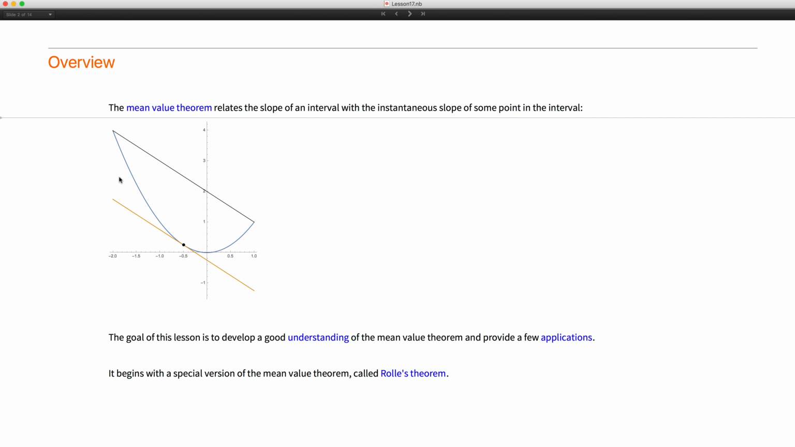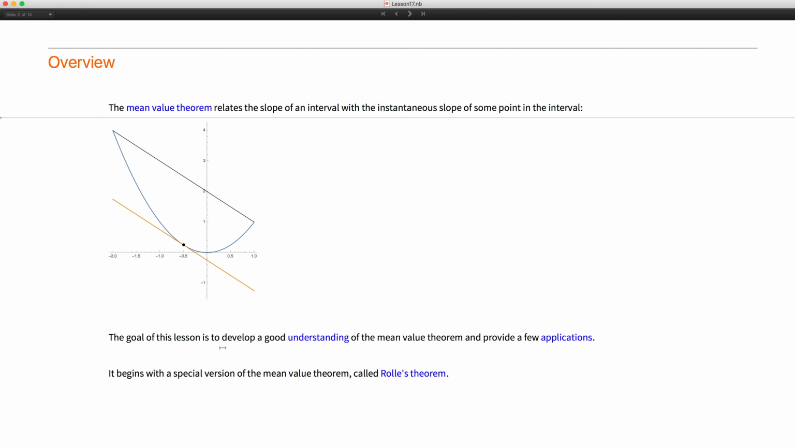So here I've got a curve, and I join the two endpoints over here by a secant. And what the theorem is saying is that the slope of this interval over here is somehow related to the slope of this tangent at some point. So that's what the theorem is about: the slopes of intervals and the slopes of tangents.